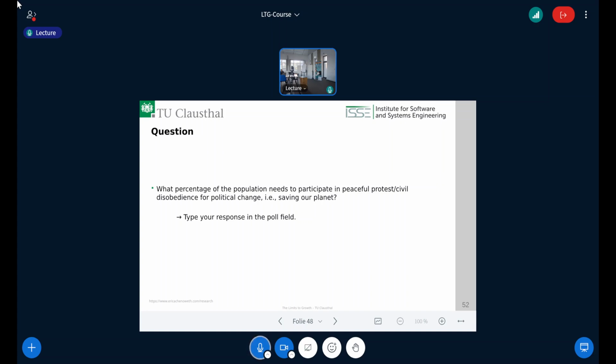What percentage of the population needs to participate in peaceful protest or civil disobedience for political change? That could be voting rights for women, or not being a slave colony to the UK anymore, or to any other colonial power, or, for example, saving our planet. What would be your estimates without having looked at the next slides or already knowing the answer, because you have heard the same question before?